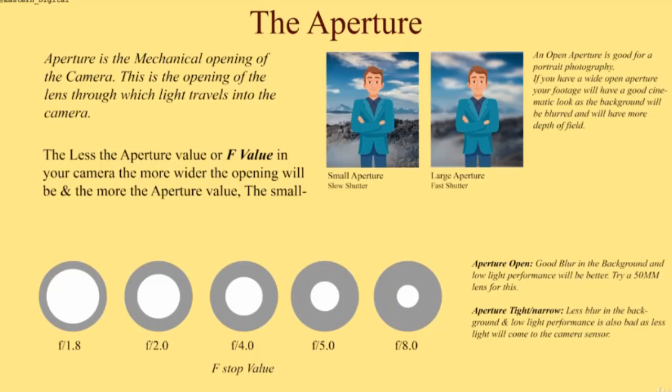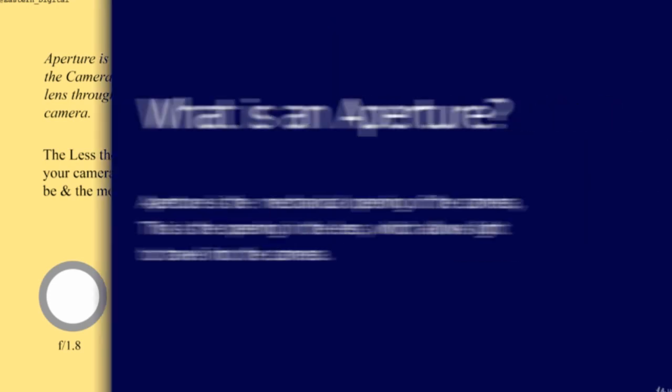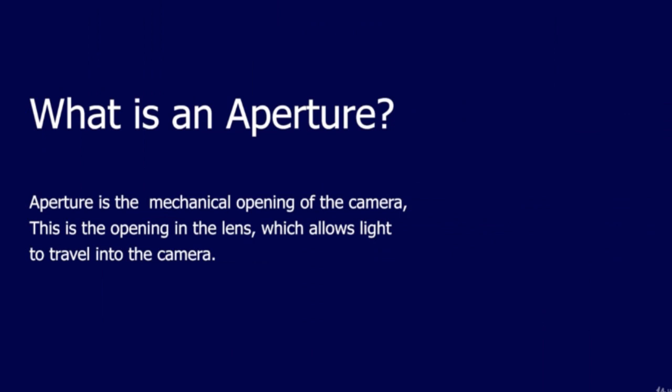Hi everyone, in this video we are going to learn about aperture. But before we start, I would like to talk about what an aperture is. An aperture is the mechanical opening of the camera. This is the opening in the lens which allows light to travel into the camera.